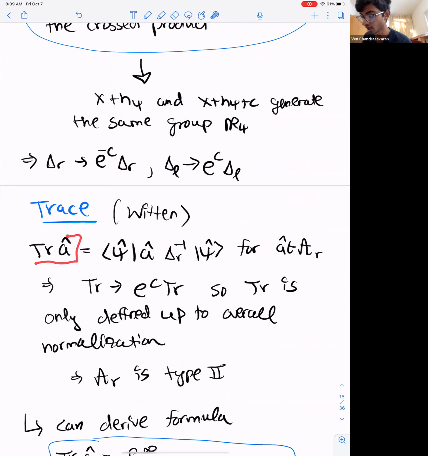The trace of any operator in the cross product algebra is just given by taking delta R inverse, multiplying that by the operator of interest and taking its expectation value in the state psi hat. And you can check that if you have, say, a type 1 algebra, this definition of trace will agree with the usual definition of trace on the actual Hilbert space of states. But here we don't have a Hilbert space, and this is the next best thing, abstraction that we have.